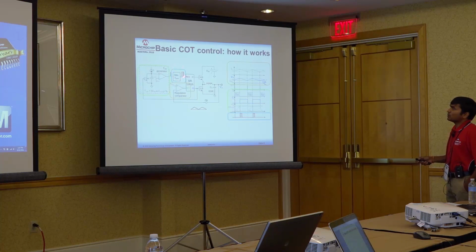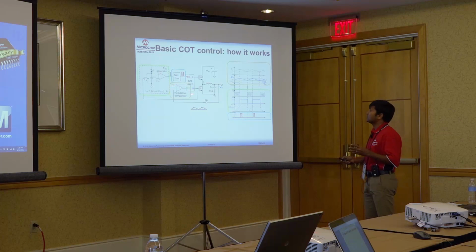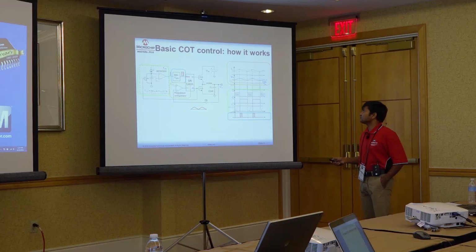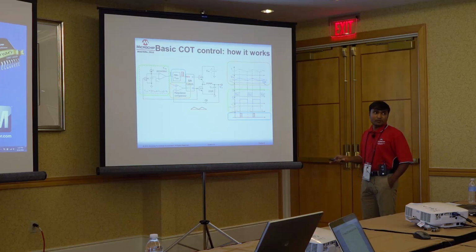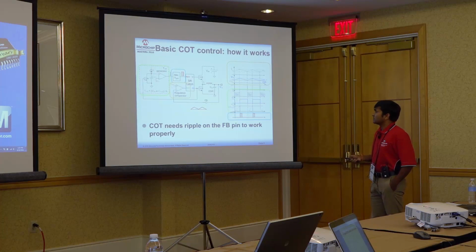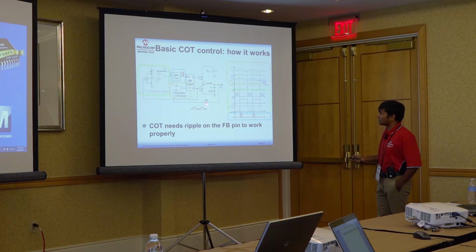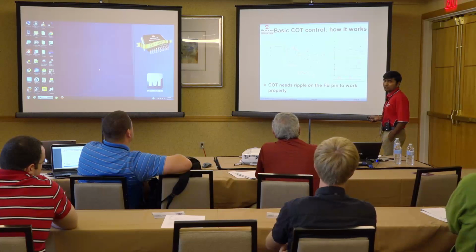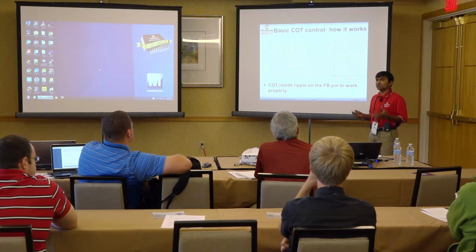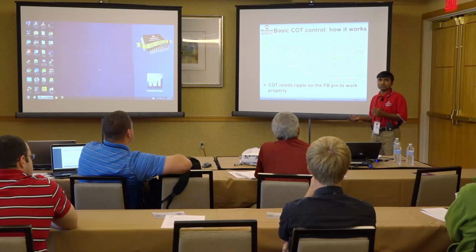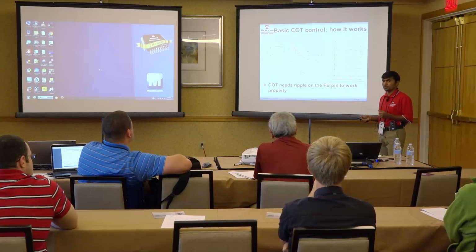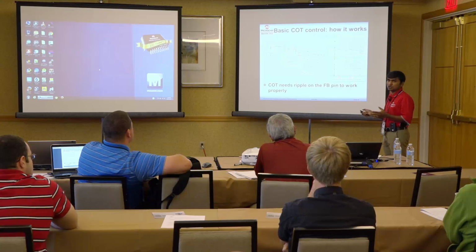There is also a minimum on time and minimum off time that we need for charging the bootstrap cap and also for sensing the low side switch current for the current limit purpose. So, it basically operates from the ripple. The basic requirement of the COT is that it requires a ripple on the feedback node to work properly. Generally we need between 20 millivolts to 100 millivolts, typically 70 millivolts of ripple, to control this COT.